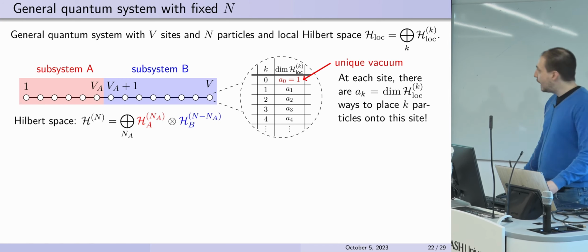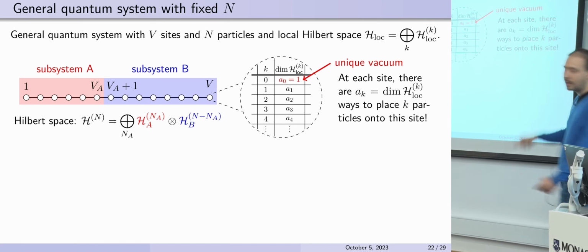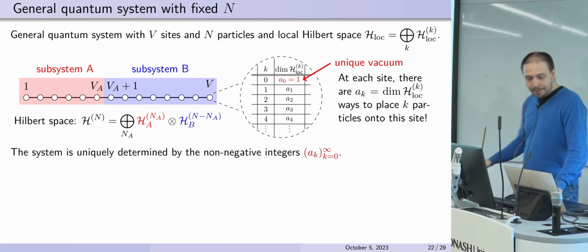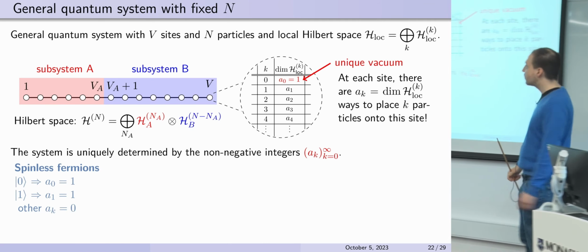And the Hilbert space sector of fixed particle number, after we have done such a decomposition into subsystems, can be written as a direct sum over tensor products where we distribute our n particles partially into A versus B. So let's just give 3 examples. Spinless fermions, that's the case described in the previous part of the talk. There, a_0 is 1.